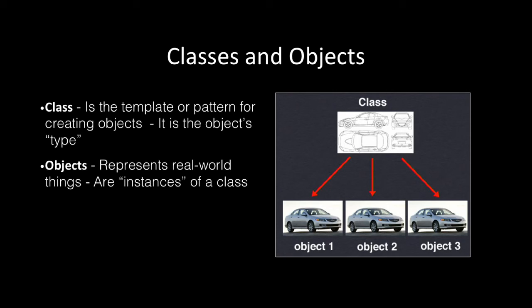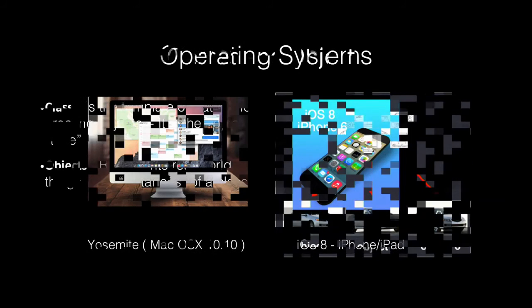Once I've got the pattern or the designs or the blueprints called the class, I can then develop my objects, which are these cars. And each car can be a different color. It can travel at different speeds. It can have a different number of occupants in the car. But all these cars are developed from a blueprint called a class.